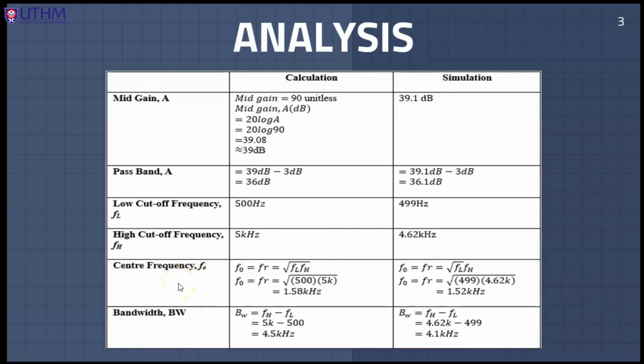For the center frequency, for the calculation, we use the formula square root of low cutoff frequency times high cutoff frequency. The result for the calculation is 1.58 kHz, and for the simulation 1.52 kHz. Then for the bandwidth, for the calculation we use the formula of high cutoff frequency minus low cutoff frequency. The result for calculation is 4.5 kHz, and for the simulation 4.1 kHz.